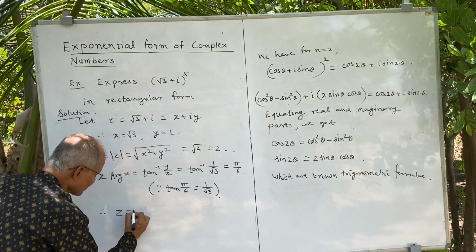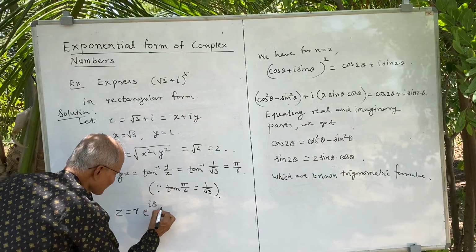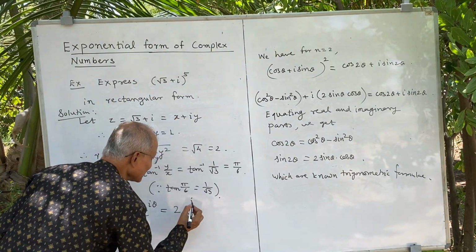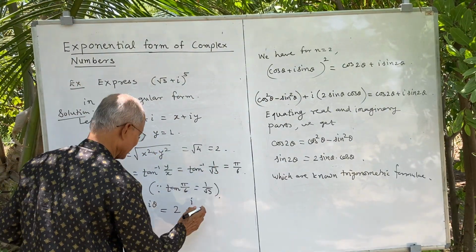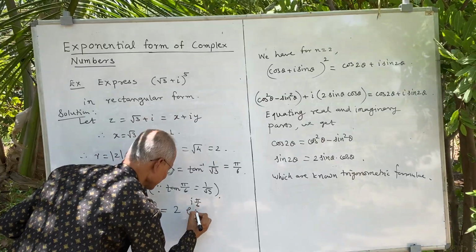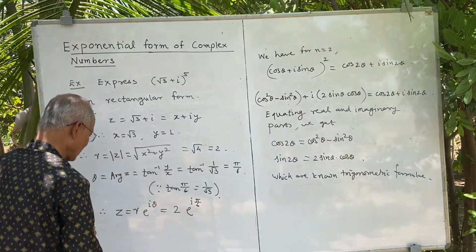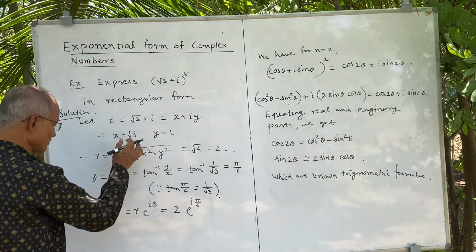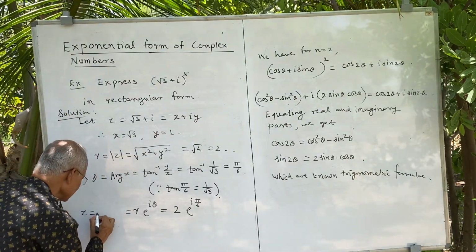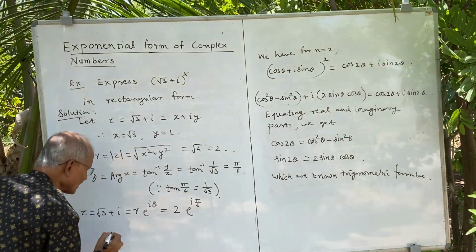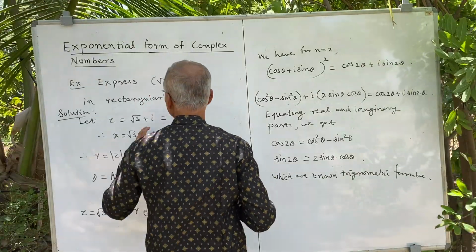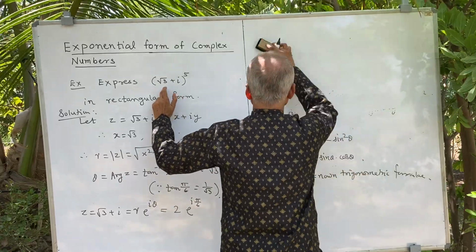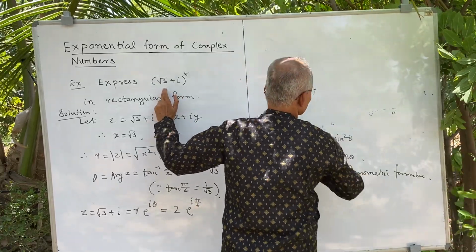Therefore z is written in exponential form as z equals r e power i theta, where r is 2 and theta is pi by 6. This is the expression for z, where z is root 3 plus i. Now we are asked to find the expression for its fifth power, so we shall take the fifth power of this.